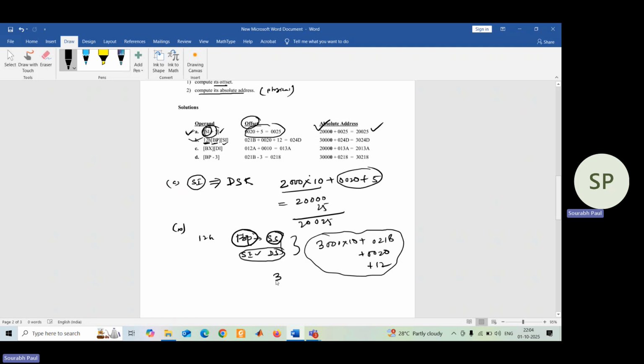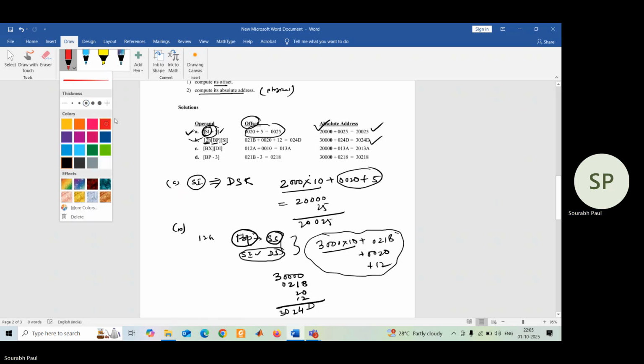So what will be the result? Here it is 30,000 after multiplying by 10. Then here you have 021B, and you have 20, and you have 12. Now add it. B plus 2 is D. Hexadecimal addition only you are doing. 1 plus 2 plus 1 is 4. Then you have 2, then 0, 3. This is the result. And how to calculate the offset? The addition of this part is the offset.